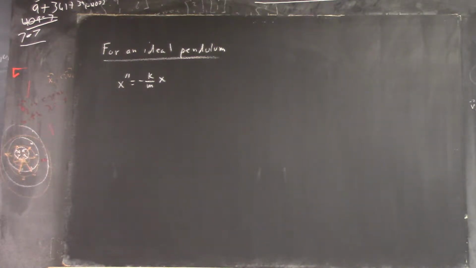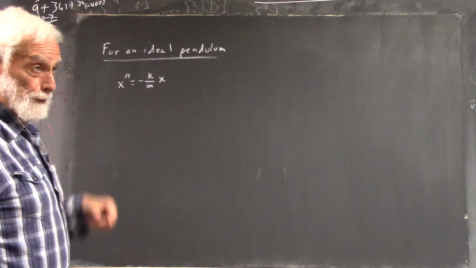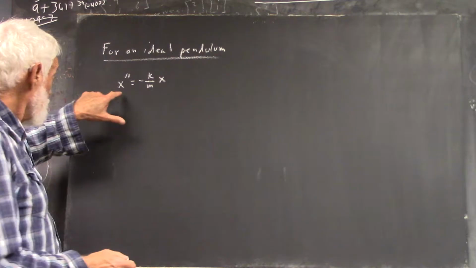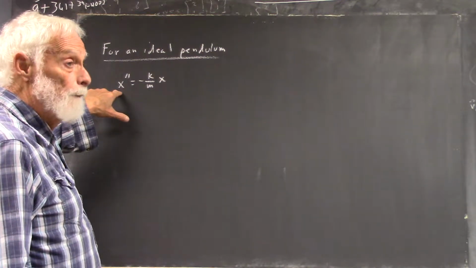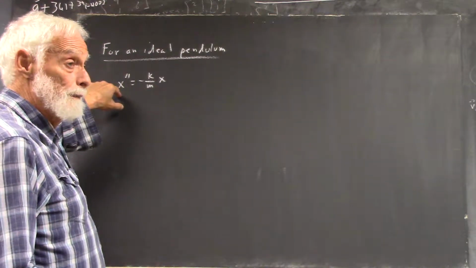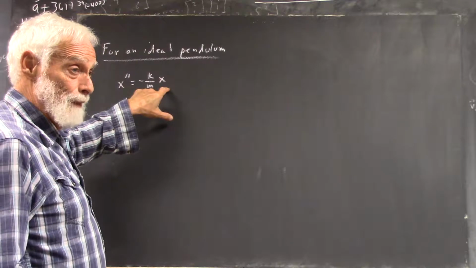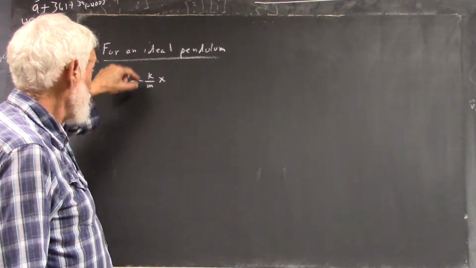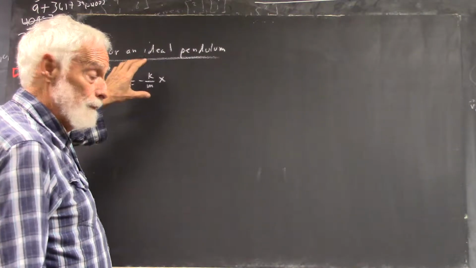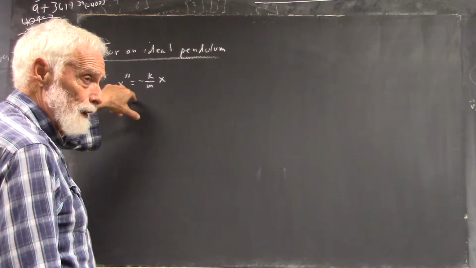Okay, so for an ideal pendulum, x double prime equals negative k over m x. And again, as we said just a minute ago, we have to find a function for x such that when we take its second derivative, we get a negative multiple of x, that multiple being negative k over m. I think I had too many negatives in that statement, but I'm not going to worry about it. You get the idea.